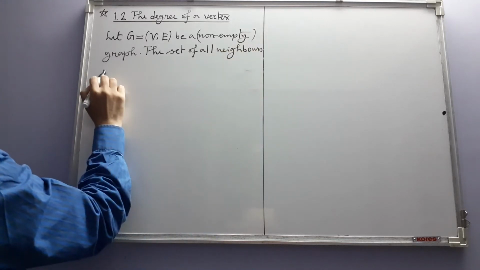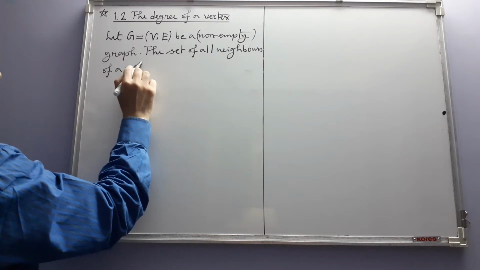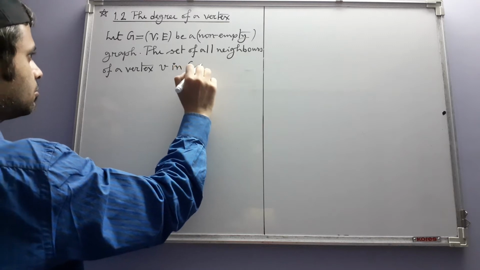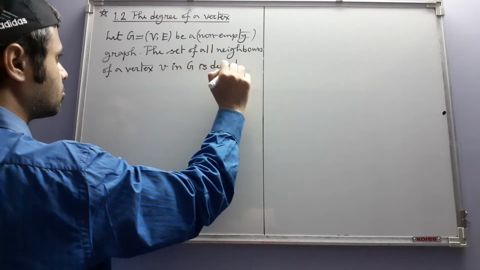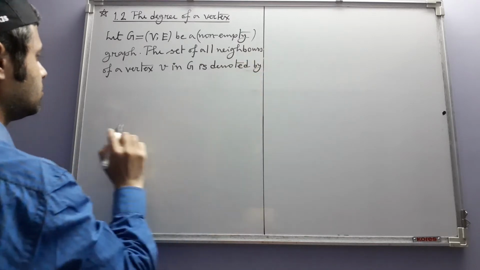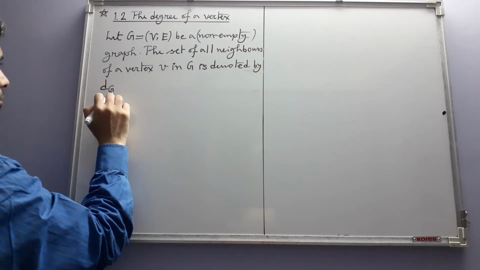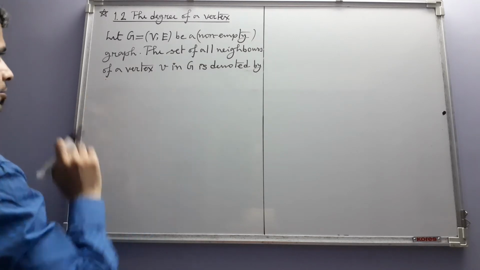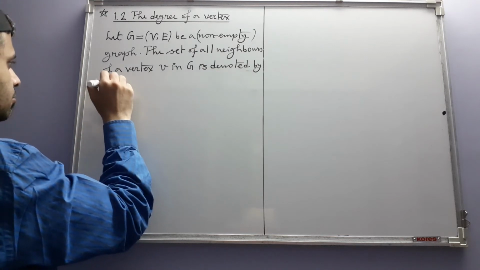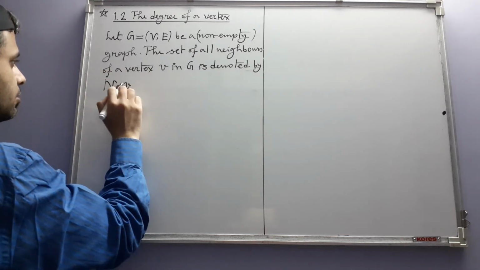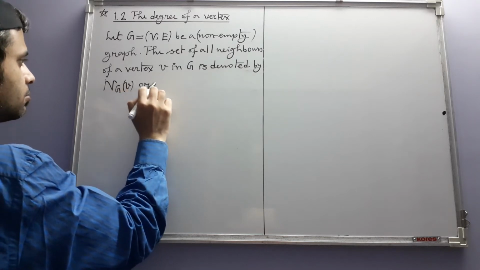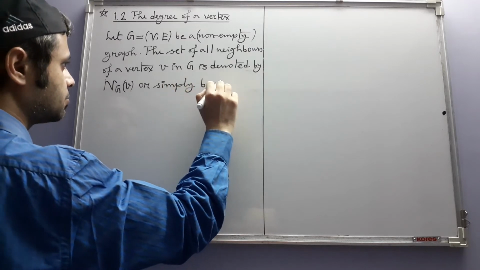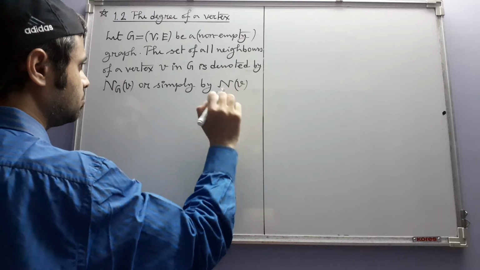The set of all neighbors of a vertex V in G is denoted by this symbol dg. Oh, sorry, no, this is not the notation, that's the notation for degree. It is denoted by Ng of V, or simply by n of V.